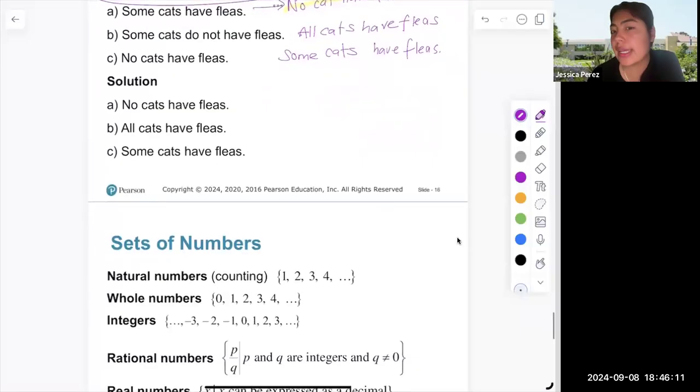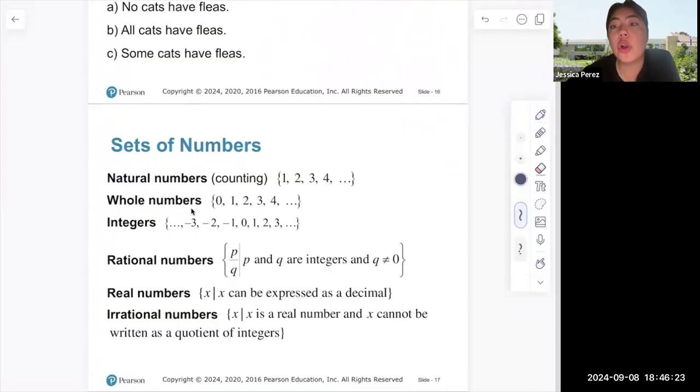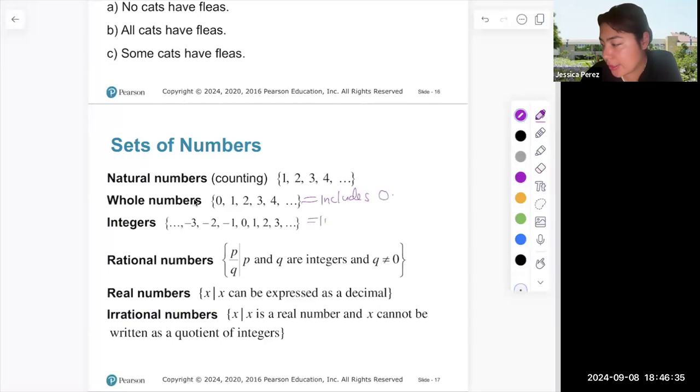For the last few slides, we want to find the sets of numbers. Look at the natural numbers. These are counting numbers. When you start counting when you're young, you start with 1, 2, 3, 4, 5, 6. Whole numbers are similar to natural numbers, but the difference is that a whole number includes 0. Integers include positive and negative numbers and 0.